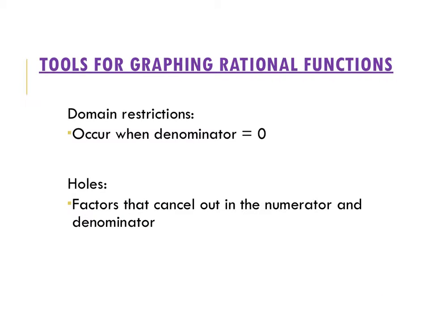There are a couple of things we want to remember when we're graphing these rational functions, which is our big focus today. One thing is the domain restrictions. And remember, domain restrictions happen when the denominator is 0 because we cannot divide by 0. Another thing we need to remember is what these holes are. As mentioned before, these are factors that can be canceled out in the numerator and denominator.